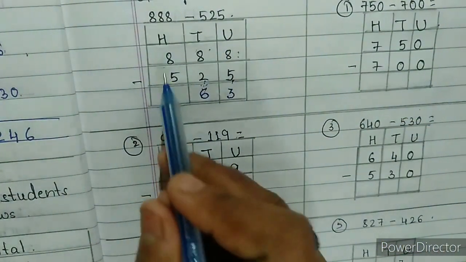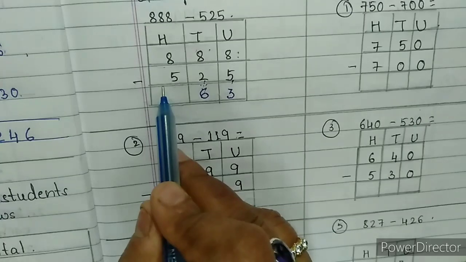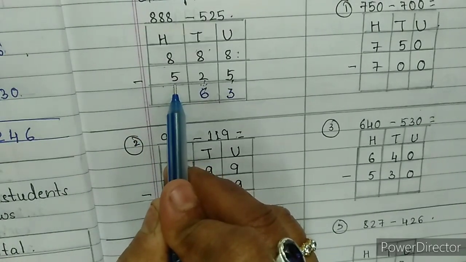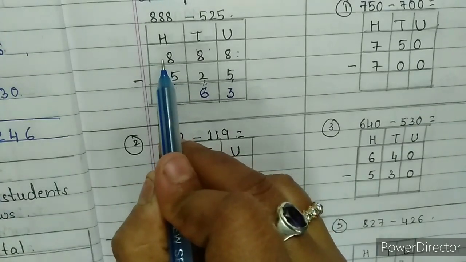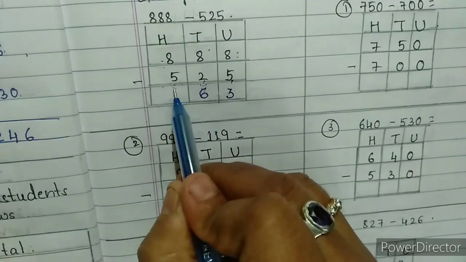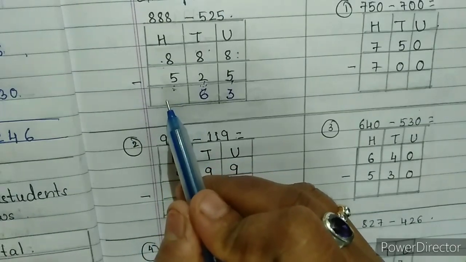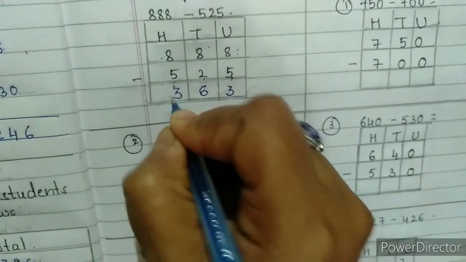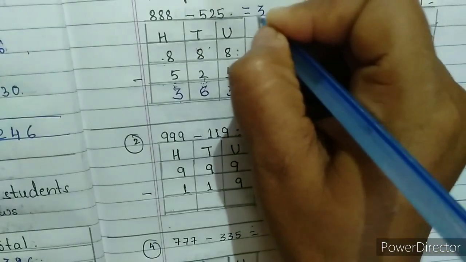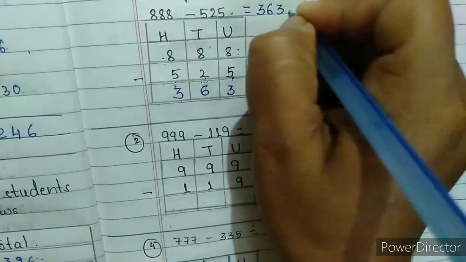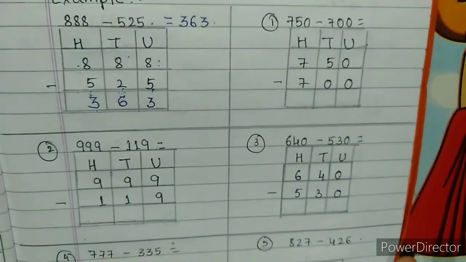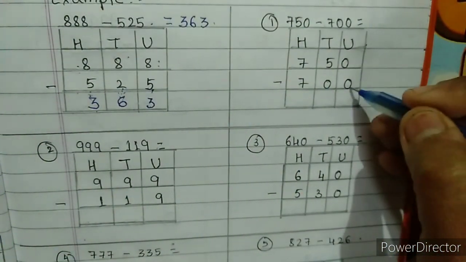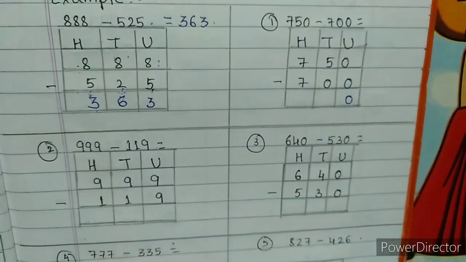Again here. Which number is smaller here? 5. So again what you have to do? Keep 5 in mind, count till 8. So after 5, 6, 7, 8. How many numbers? 3. So what is the answer? 363.